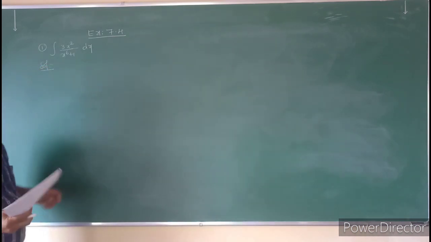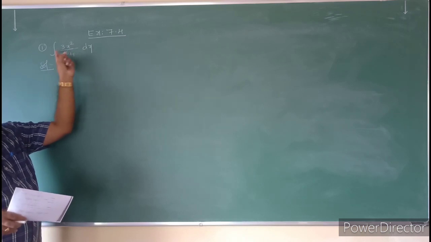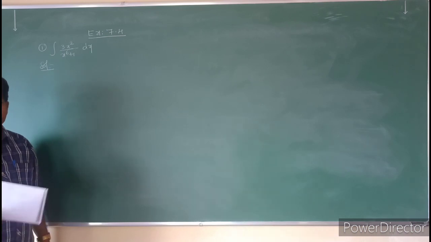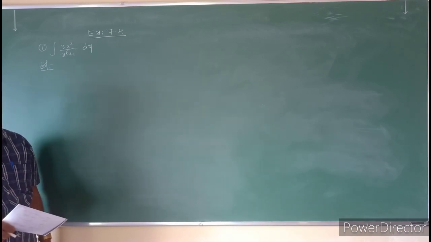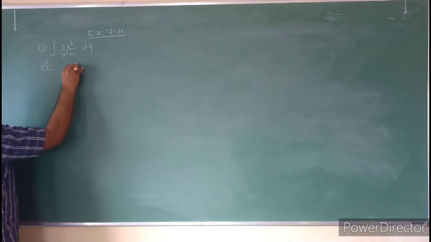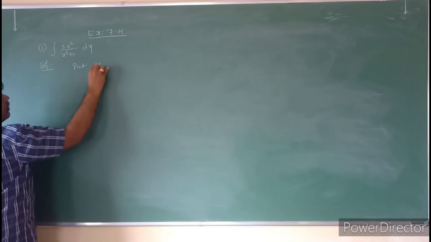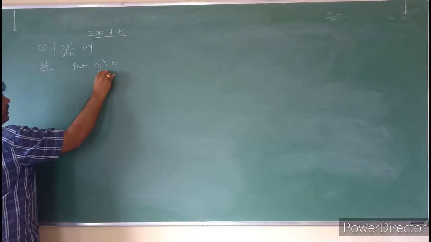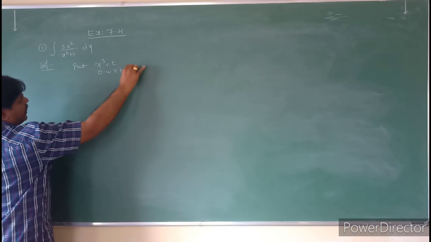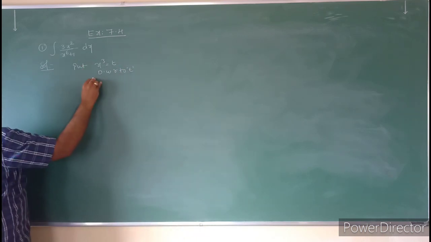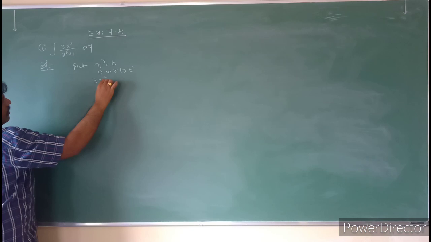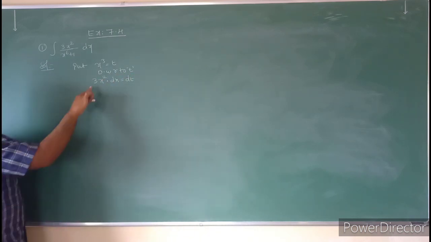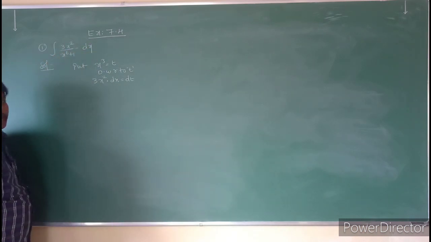So in the numerator he has 3x square. What is this 3x square? 3x square is nothing but the derivative of x cube, yes or no? So I will take that. Put x cube is equal to t. Differentiate with respect to t. What happens? The x cube derivative is 3x square into dx is equal to dt. So 3x square into dx will become dt.